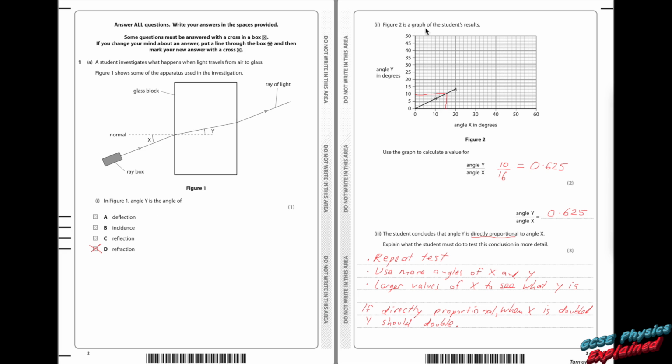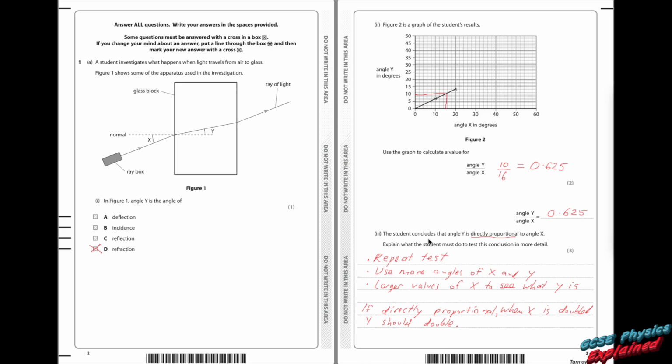Part 2. Figure 2 is a graph of the student's results. Use the graph to calculate a value for angle Y divided by angle X. So you can take any value of Y and its corresponding angle of X. So what I did here was I took an angle Y of 10 degrees and its corresponding value of X was 16 degrees. So I did 10 divided by 16 and that pops out as 0.625.